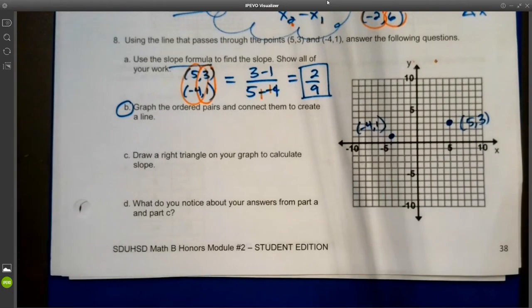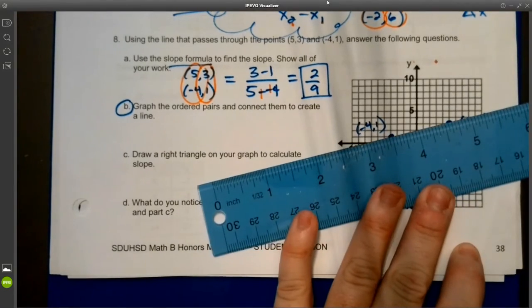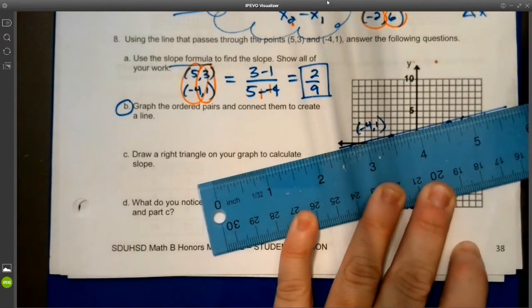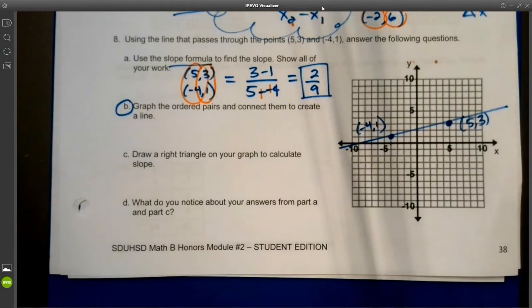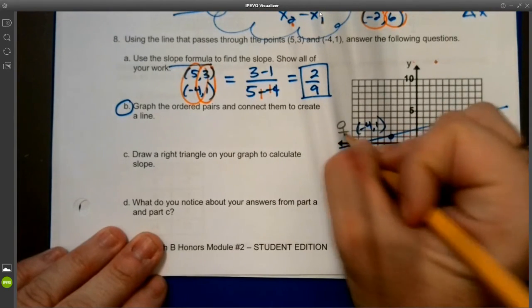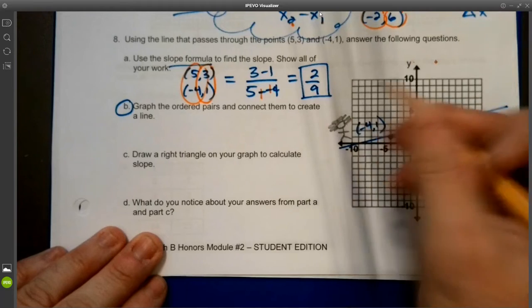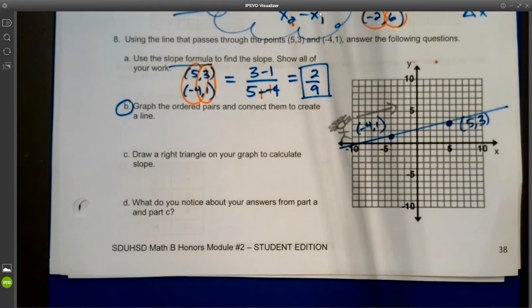No big deal. And I believe we want to connect them to create a line. What's great is as I'm connecting these points, I already noticed that I have a positive slope because I can already picture Mr. Sammy Slope here, right? And I picture him traveling up, so it should be a positive slope.